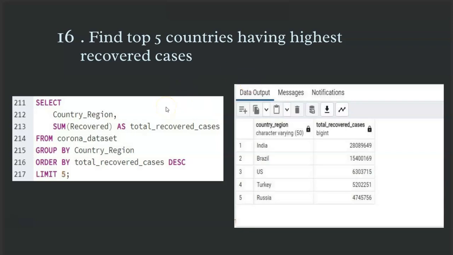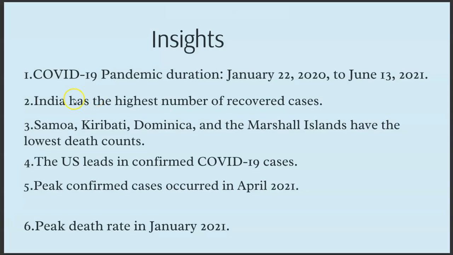Thank you. This is our analysis. Let's check some insights. The COVID-19 pandemic duration lies between January 2020 to June 30. Second, India has the highest number of recovered cases. Samoa, Kiribati, Dominica and Marshall Islands have the lowest death count. The US leads in confirmed COVID-19 cases. Peak confirmed cases occurred in April 2021.